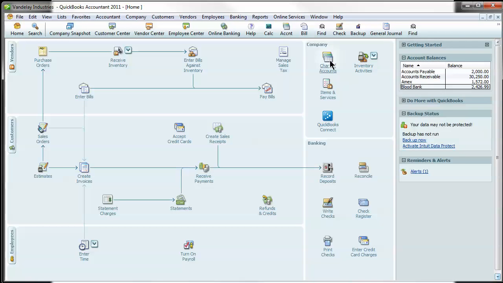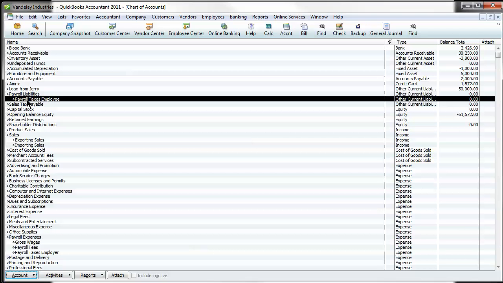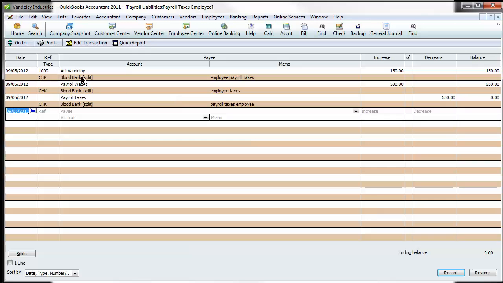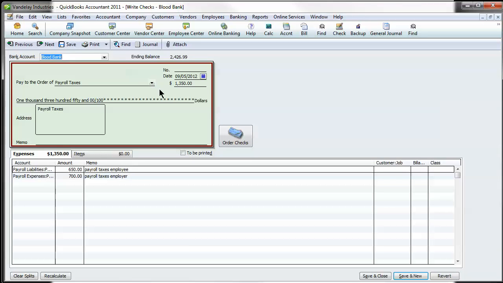One good way to check all this is on your liabilities. Your payroll tax liability should always be 0. This is the employee portion, and so you can see out of Art Vandelay's check, $150 was withheld, and out of the direct deposits, $500 was withheld. And then when we sent the payroll taxes check out to the various tax agencies, it was for the full amount that was withheld, which brings that liability to 0. The expense is recognized on this check right here, the employer portion of the payroll taxes.